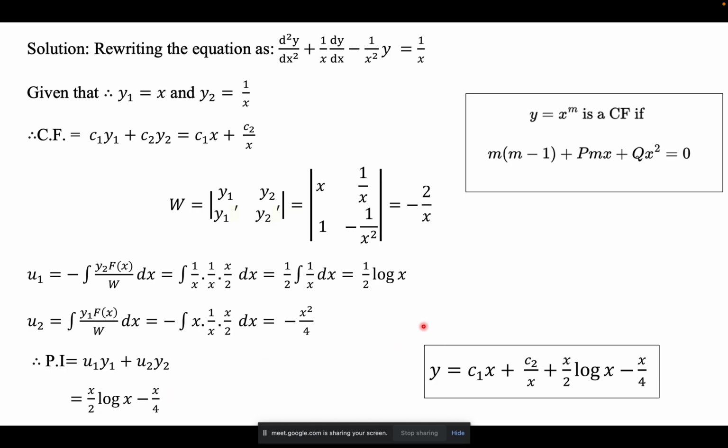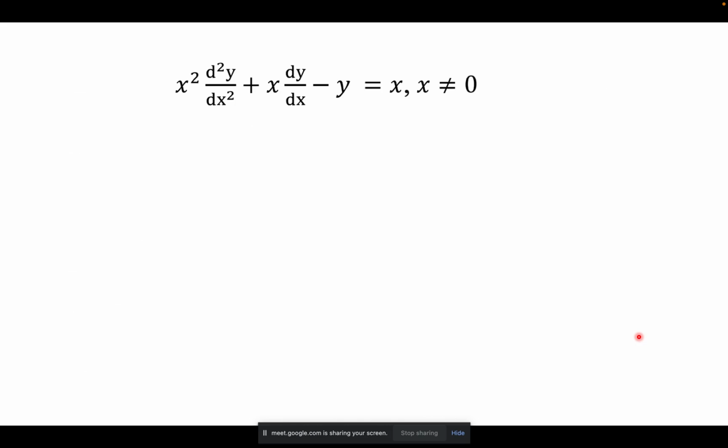So now the general solution of the differential equation can be written as y is equal to the complementary function plus the particular integral. The complementary function is c1 x plus c2 by x, and the particular integral is x by 2 log x minus x by 4. So this is all about the second problem. Again, as I told you, first just calculate the complementary function and then it's very easy to solve the differential equation using the method of variation of parameters.